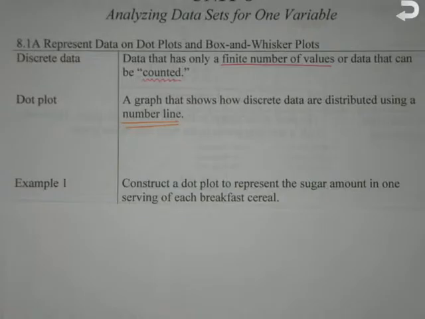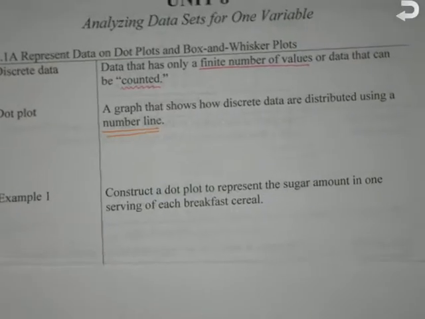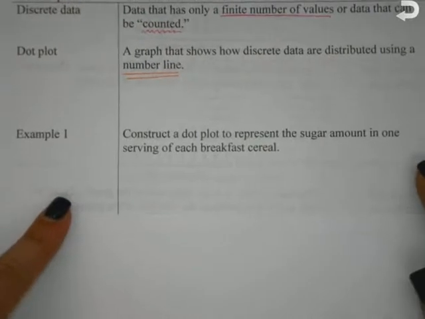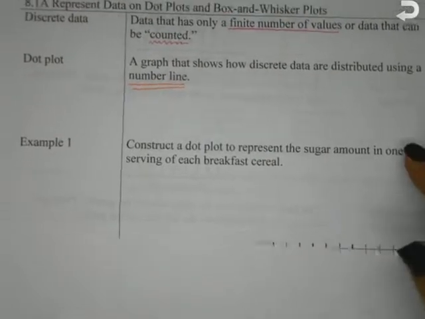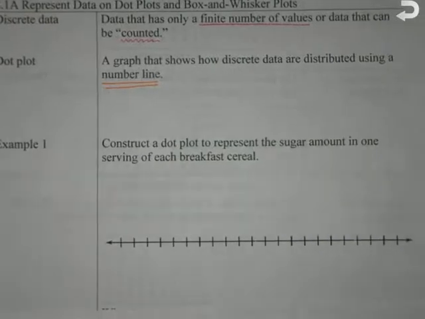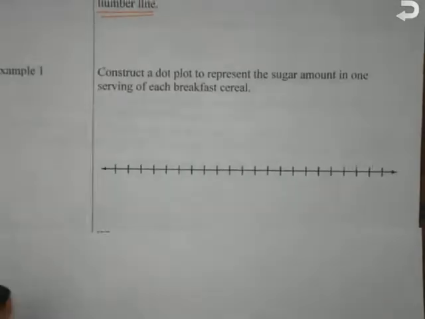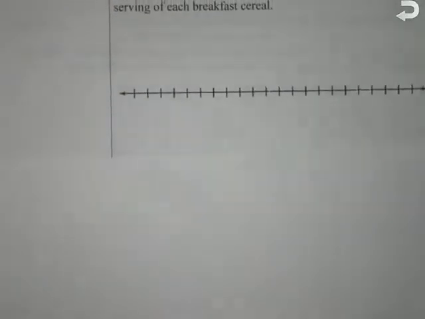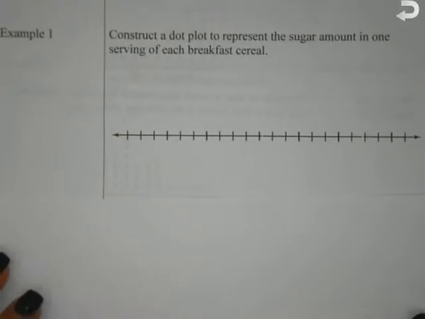So, example 1. We are going to construct a dot plot to represent the sugar amount in one serving of each breakfast cereal. You don't have to write those instructions. What I do want you to write is the number line, okay? So, our first example, we're going to take this set of data and we're going to do a dot plot to represent the amount of sugar in each serving.